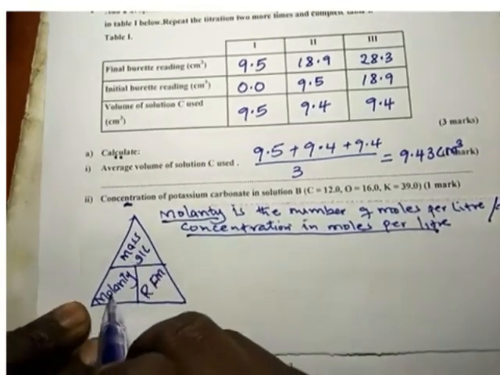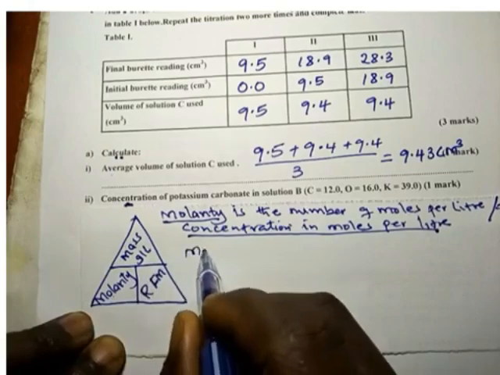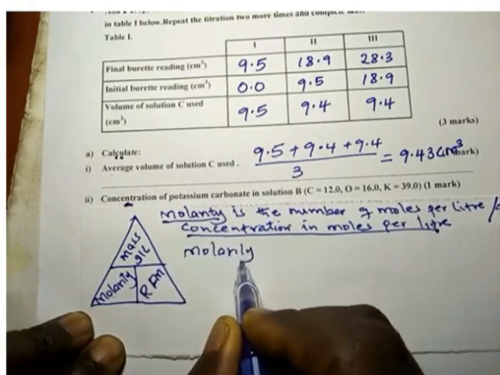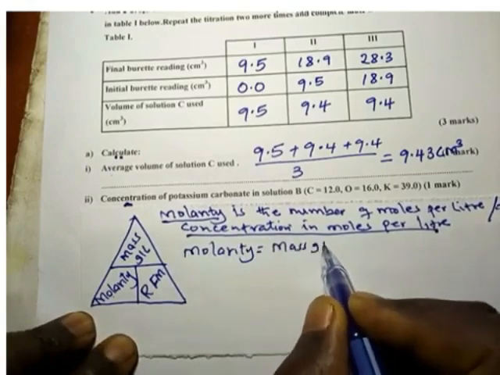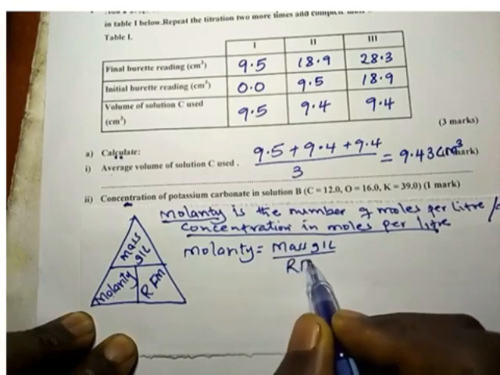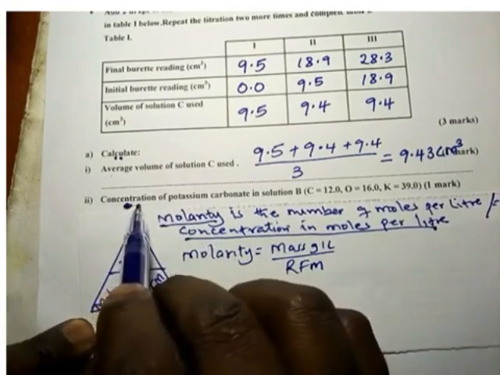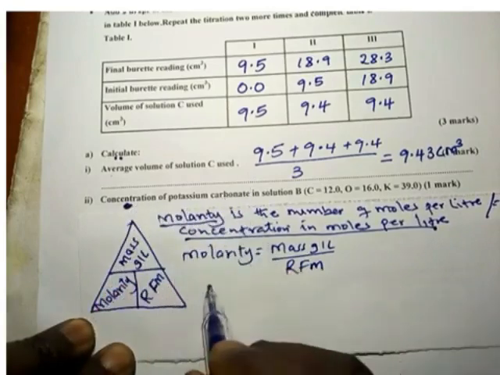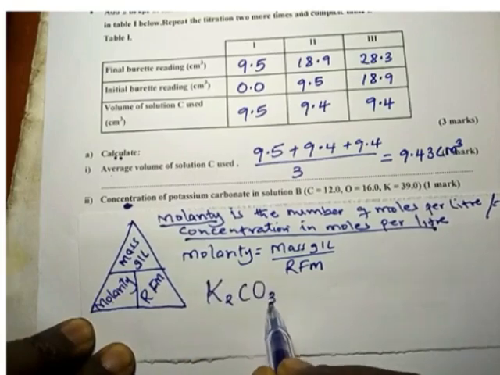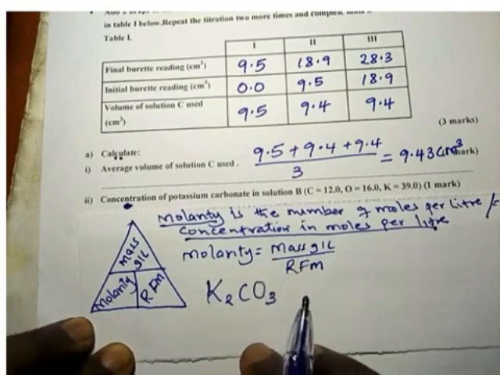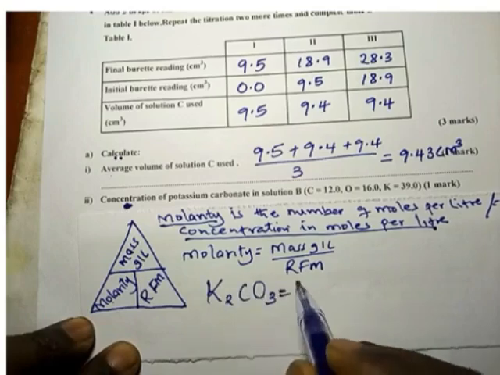So let's say that molarity is equal to mass in grams per liter divided by RFM. We want to calculate the molarity, or the concentration in moles per liter, of potassium carbonate. Potassium carbonate is written as K2CO3. That is very important. You should know how to write the chemical formulas. If you make a mistake here, it means you are going to get the wrong RFM.